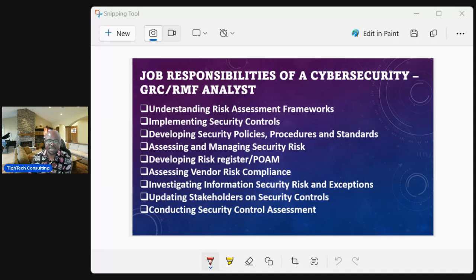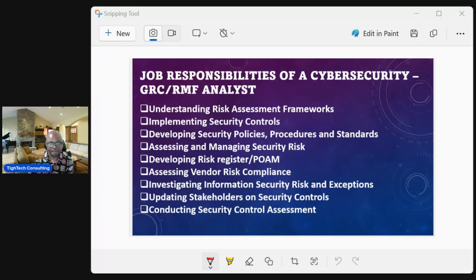Another job responsibility is implementation of security controls. First of all, you need to understand what are security controls. So if you want to specialize or you want to migrate or go into this GRC space of cybersecurity, you must understand what security controls are and then how these security controls are implemented. Now, when you say security controls, we're talking about access control, awareness and training, audit and accountability, contingency planning, configuration management plan, incident response, identity and access management. These are examples of security control families. Now, how are these controls implemented? Who implements these controls? You need to understand how these controls are implemented.